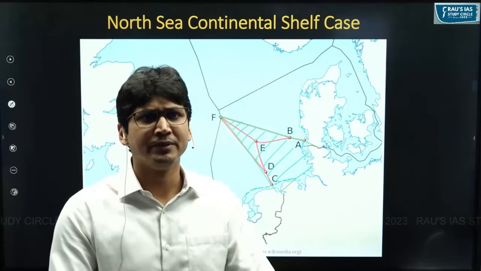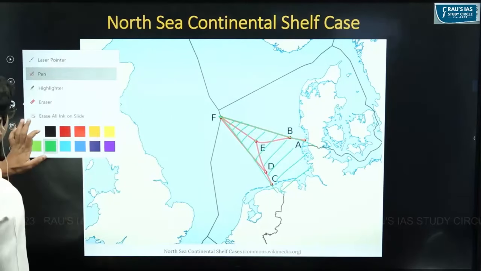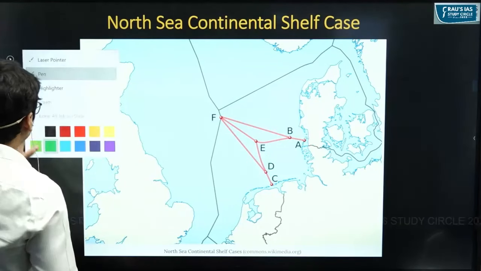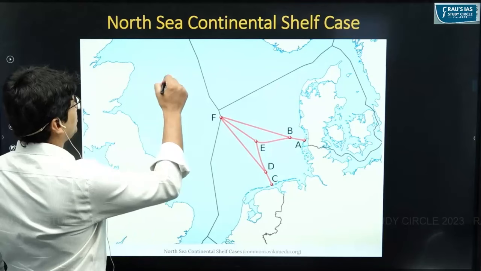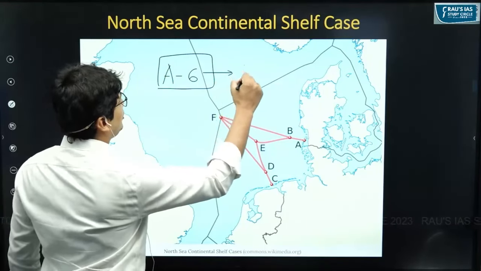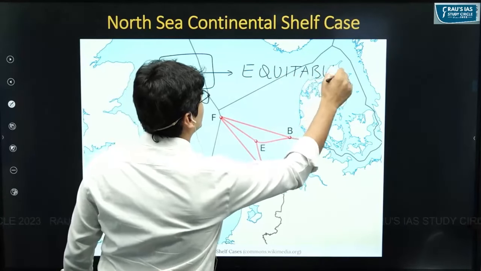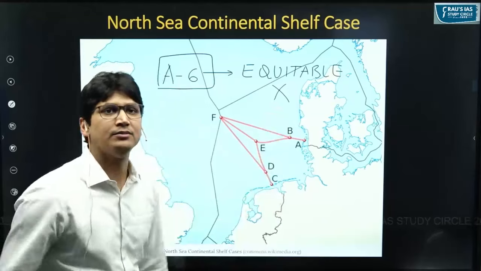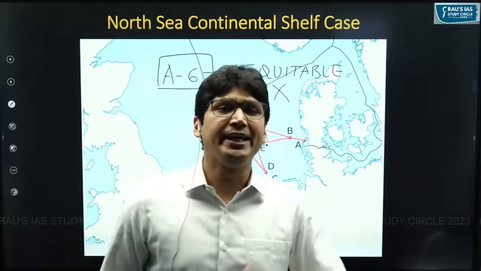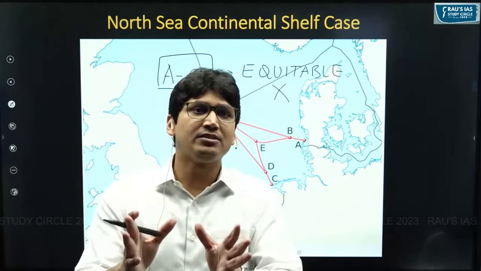Simple claim. And Germany is now saying that if you do this division based on Article 6, then it will not be based on equitable grounds. There will be no equity. It will neither be equal nor equitable. And Germany will stand to lose.